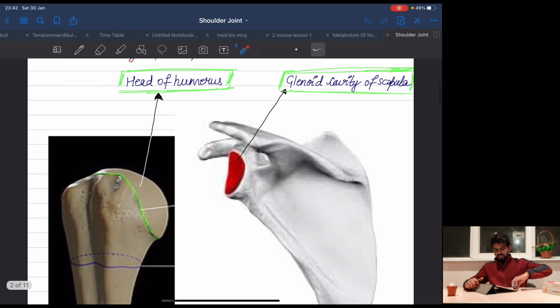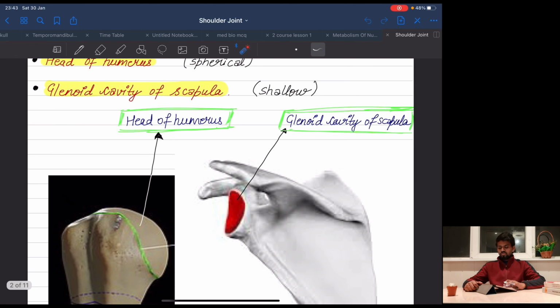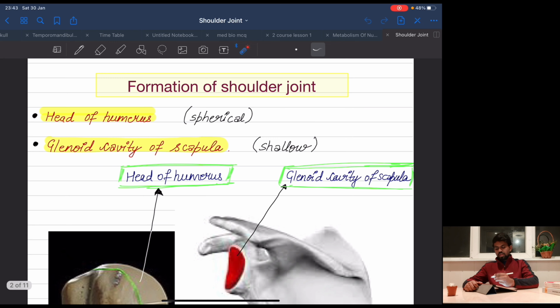Now you can see the surfaces. This is the head of the humerus, and below the head is the anatomical neck of the humerus. And this is the glenoid cavity of the scapula. In the glenoid cavity of the scapula, the head of the humerus articulates. Hence, the shoulder joint is formed by two articular surfaces: the head of the humerus and the glenoid cavity of the scapula.